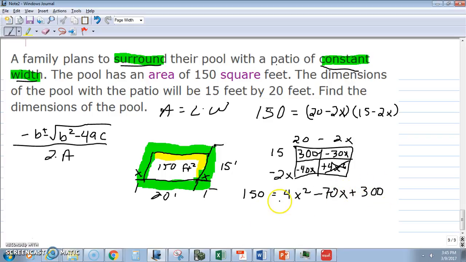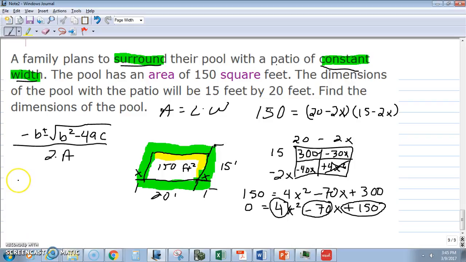Now I'm going to subtract 150 from each side. So now I have 0 equals 4x squared. I can only subtract 150 from the 300 because those are the only like terms. So instead of plus 300, I have plus 150. Now, my A is positive 4, my B is negative 70, and my C is positive 150. Okay? So now I can enter that into my quadratic formula.